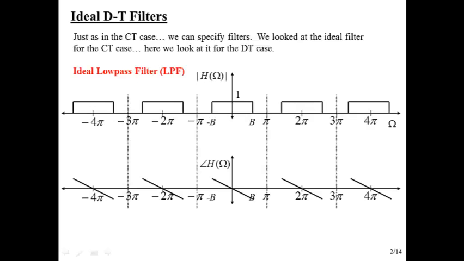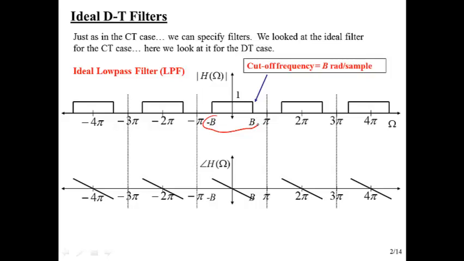So we did talk about some of this in the continuous time case. In the continuous time case, we can specify filters. We looked at the ideal filter for the continuous case. Here we're going to do that same kind of thing for the discrete time case. So for the ideal low-pass filter, you can see that we have specified a rectangular function that passes frequencies from minus B to B, and then outside of that stops those frequencies completely. So we say our cutoff frequency is B.